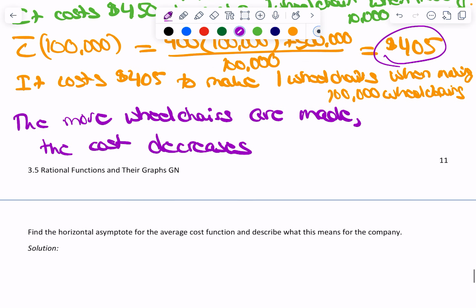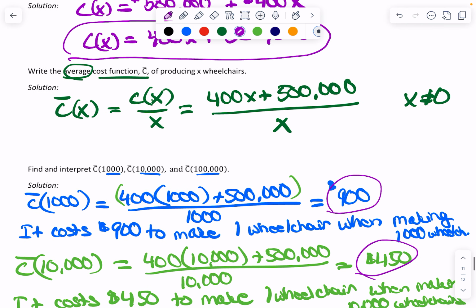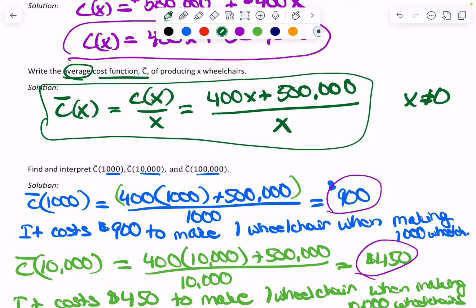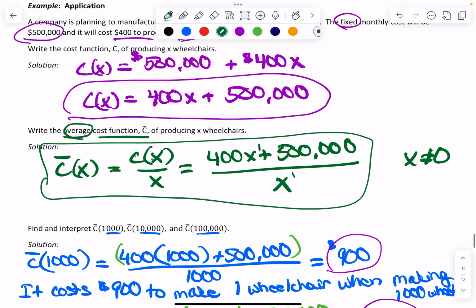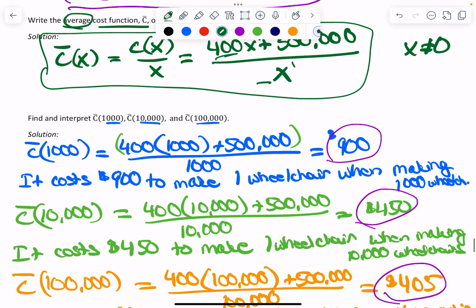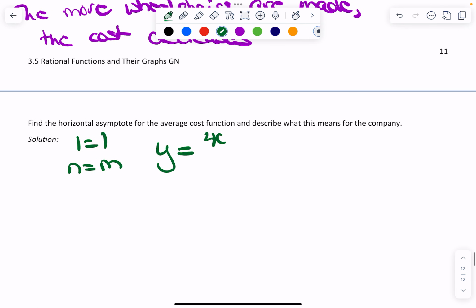Okay, so our cost function here, this is what we're looking at right now. Horizontal asymptote, we need to look at the degrees of the numerator and the degree of the denominator. So those are the same. So 1 equals 1, n equals m. So our horizontal asymptote is going to be the leading coefficients divided. So 400 divided by 1 is 400. So our horizontal asymptote is going to be y equals 400.